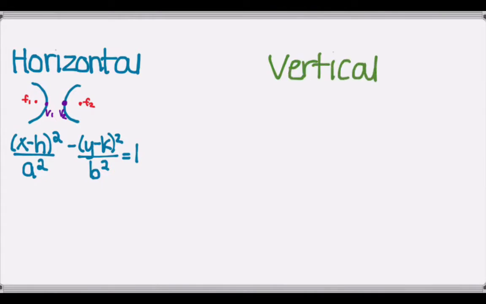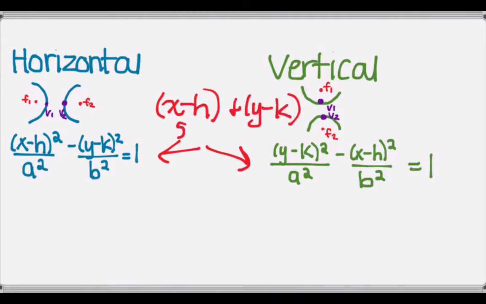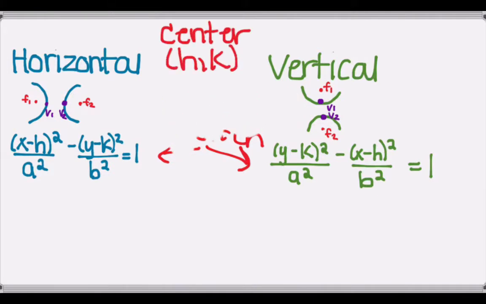The vertical hyperbola opens upwards and downwards. The equation is essentially the same, with (y minus k) squared over a squared minus (x minus h) squared over b squared is equal to 1, with the only difference being that the x squared term and the y squared term are switched. In either case, the center is at (h, k).